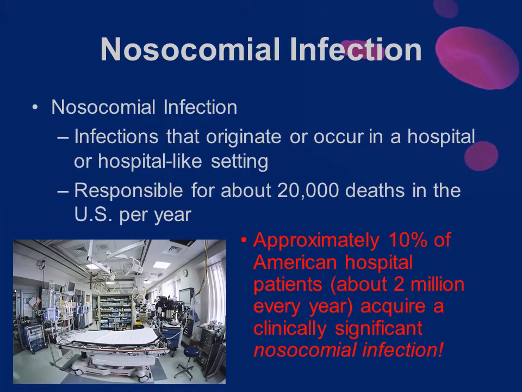Other potential pathogens that we use standard precautions to protect ourselves from are nosocomial infections. Nosocomial infections are infections that originate or occur in a hospital or a hospital-like setting. They are responsible for about 20,000 deaths in the U.S. per year. Approximately 10% of American hospital patients, that's about 2 million every year, acquire a clinically significant nosocomial infection.